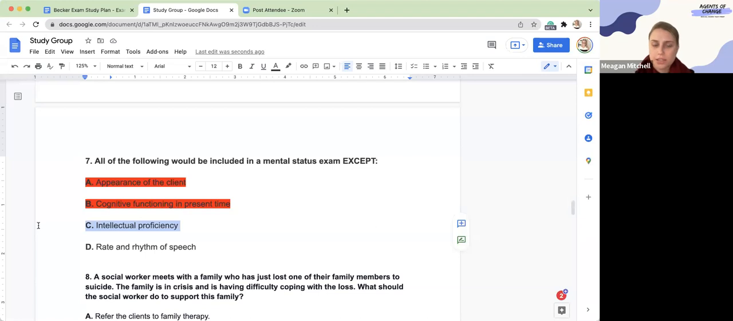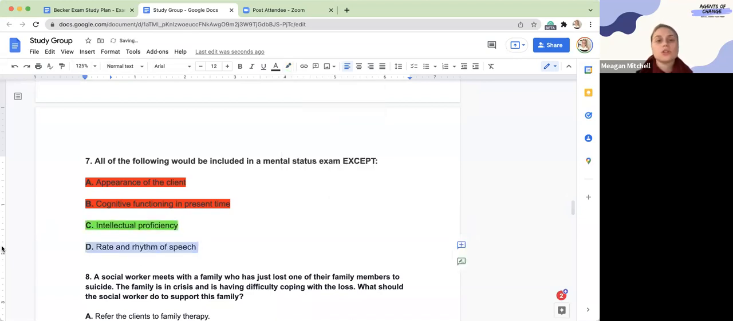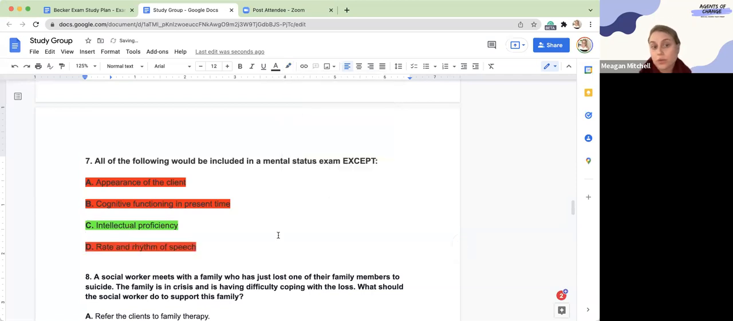You would need thorough testing, usually from some sort of psychologist or psychiatrist, for intellectual proficiency. It's not included in a mental status exam. Rate and rhythm in speech definitely could be included. Is the client talking at a very rapid pace? Is the client drawing out their words or slurring their speech? Intellectual proficiency, not included. So this is just a recall. You need to know what is included in a mental status exam.